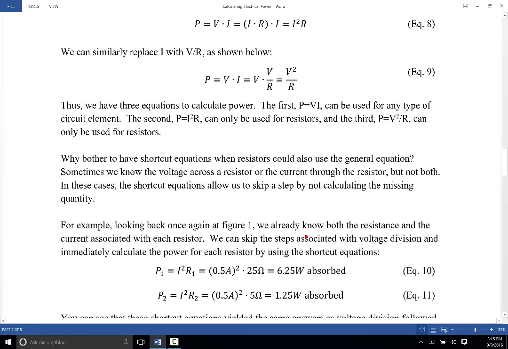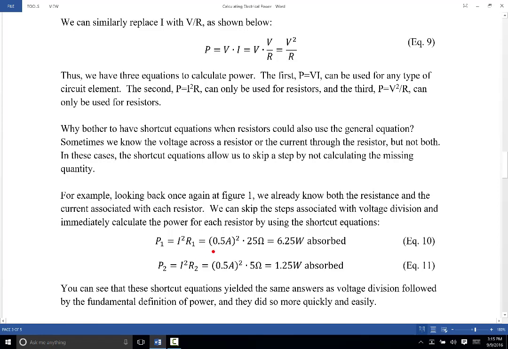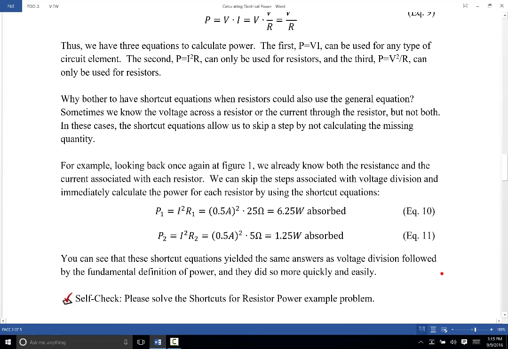So just taking a moment to consider the previous example that we saw, we were given that the current was a half amp around that whole circuit. It would not have been hard to have calculated that, as we saw in that video, but we then had to use voltage division to calculate the voltage across each resistor. Well, technically we didn't have to do that, because if we use the shortcut, I squared times R gives us 6¼ watts for the first resistor, and I squared times R gives us 1¼ watts for the second resistor, and those, if you go back and look at the previous video, are exactly the values that we calculated when we did it the full way. So when we used the full equation, V times I, we got these same values. The shortcut equations give us those same values, but without having to do the extra step of voltage division.